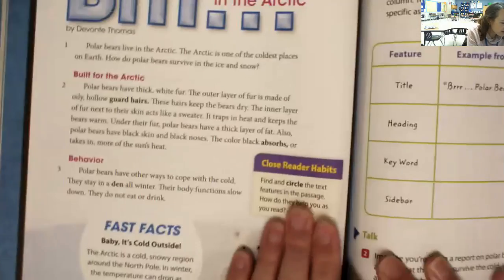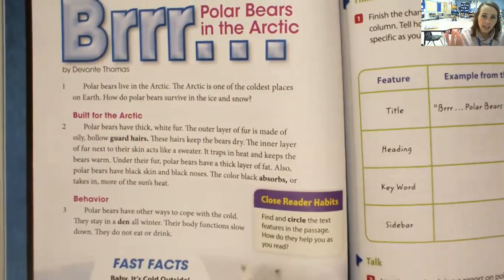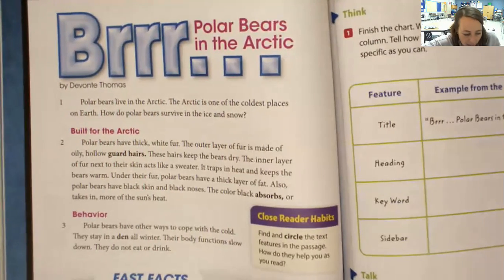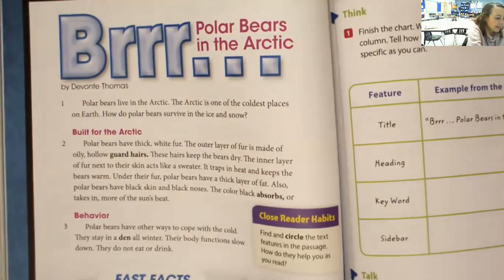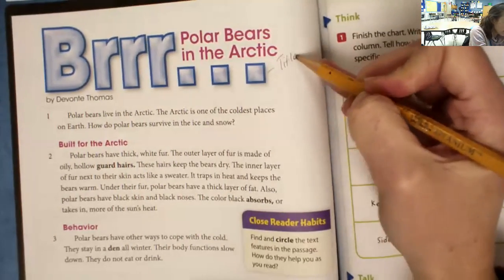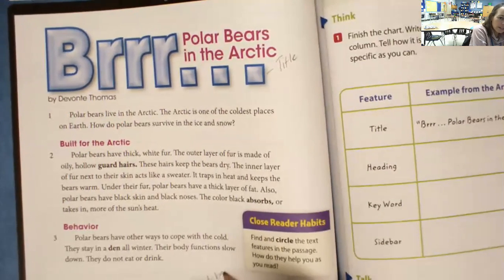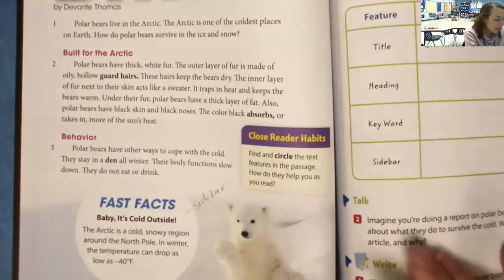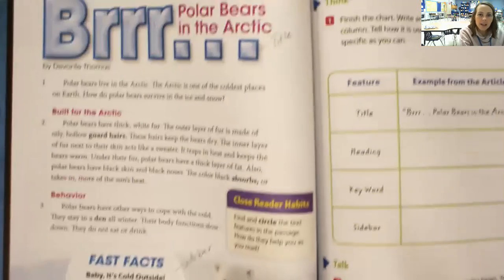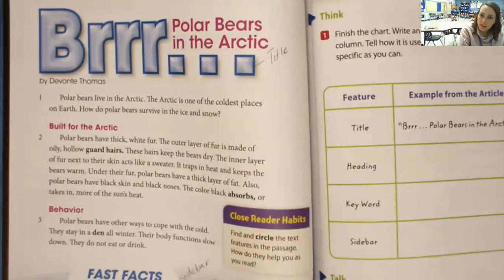All right, you have another text to read. And guys, what I recommend that you do as you're reading this week, label your text features. You could take a pencil and label right here. This is the title, right? This is a sidebar. Down here at the bottom, these are headings, bold print, or keywords. So guys, that's one thing that will help you this week. As you're reading, go ahead and label those text features.